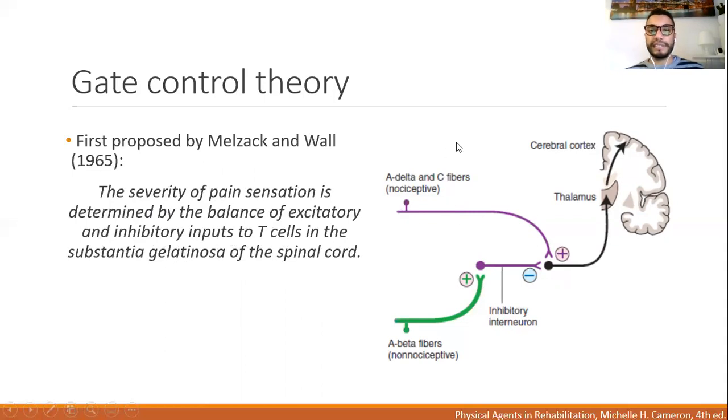The picture here means the same that we saw before in the train, in the railroad, okay? So this is nociceptive stimulus, A delta and C fibers. They have a small caliber. A beta fibers are non-nociceptive. They are thicker and they have more myelin. So the transmission here is faster than here. So these fibers go faster to inhibitory neurons, okay, interneurons, and then they close the gate here to the nociceptive stimulus. So this is the gate control theory.